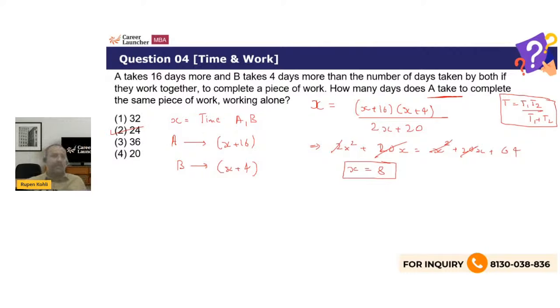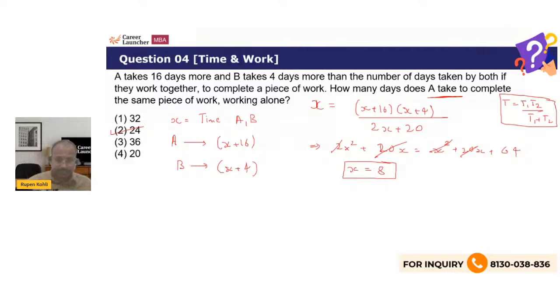Now, having gone through this solution, let me give you a shortcut. I have a shortcut. In this very specific question, if you get exactly this kind of information, the very same statement, that A takes this many days more and B takes this many days more than the number of days taken by both of them working together to complete a piece of work.